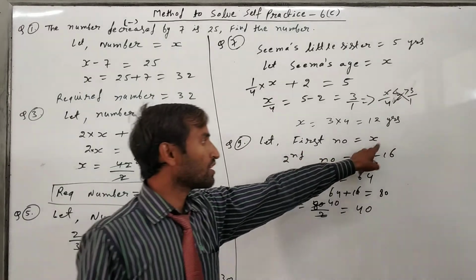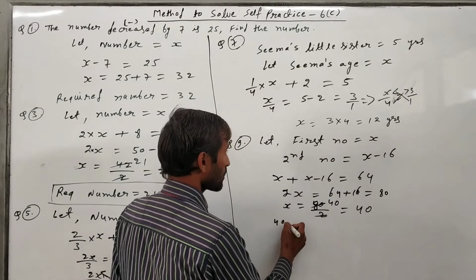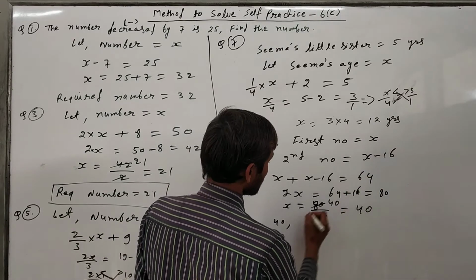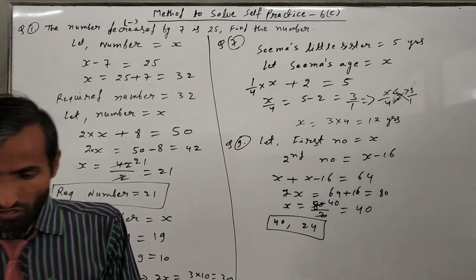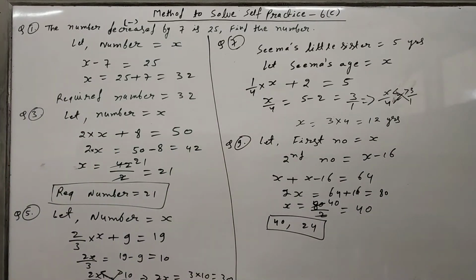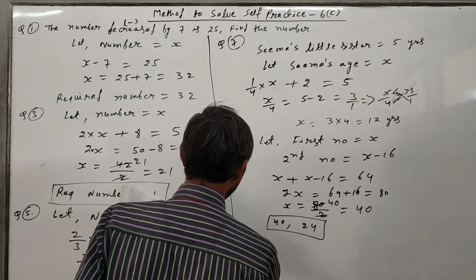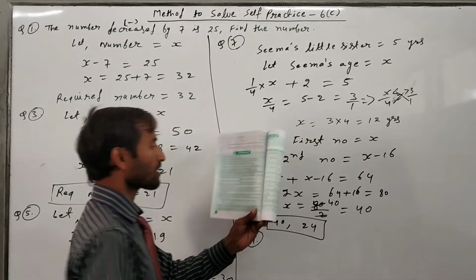So the first number is 40, and the second number is 40 minus 16, which is 24. This is the final answer. So the first is 40, the second is 24. Now we have to do question number 11. The 10th question, just try yourself.